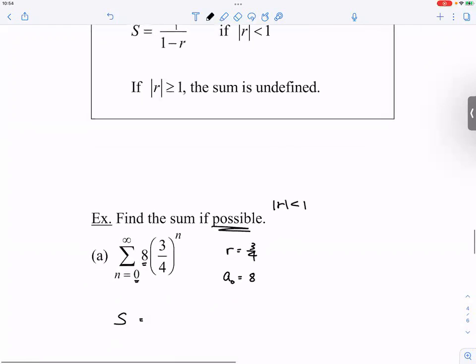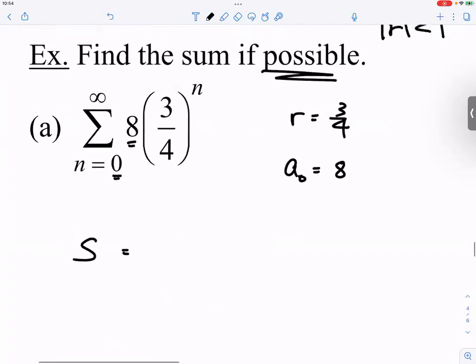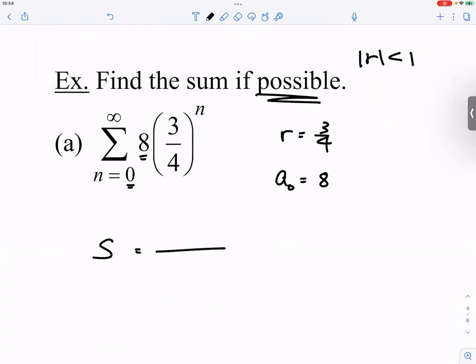So your sum, it's very straightforward. If you look at the equation, I'm just going to use S in this case. A1, which is 8 over 1 minus 3/4. What's 1 minus 3/4? 1/4. And what's 8 over 1/4? 32.